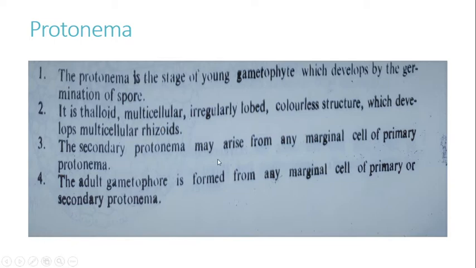The secondary protonema may also arise from the marginal cells of the primary protonema. The adult gametophore is formed from any marginal cell of the primary or secondary protonema. As I told you, adult gametophore formation takes place on protonema. So first the spore will germinate. Spores are formed inside the capsule, and as you know, capsule is a part of sporophyte. They will come out and germinate and give rise to the protonema, and then protonema will form the adult gametophore.